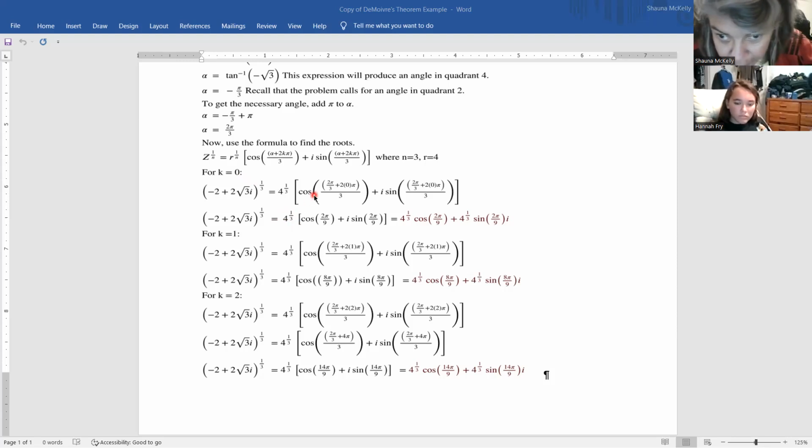And then I just start cranking stuff out. But remember, I have to do a separate calculation for every value of k. So if I'm doing 3 roots, because it's third root, we start at 0 and we go to the second one because we need 3. Right. So n minus 1. 1 and 2. Okay. So there's always one.